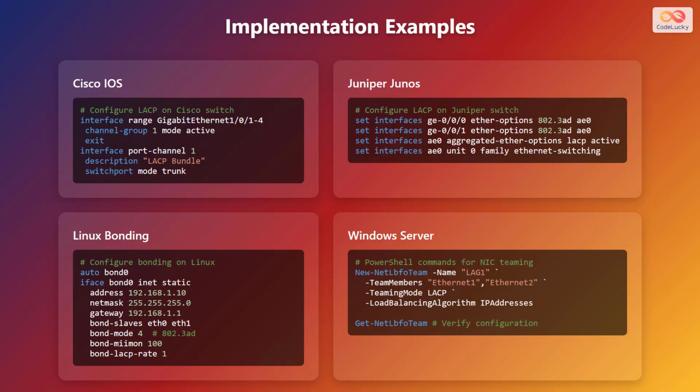Finally, for Windows Server, use PowerShell commands for NIC teaming. The New-NetLbfoTeam command with name LAG1 and team members Ethernet 1 and Ethernet 2 is used. The teaming mode is LACP, and the load balancing algorithm is IP addresses. Use Get-NetLbfoTeam to verify configuration.